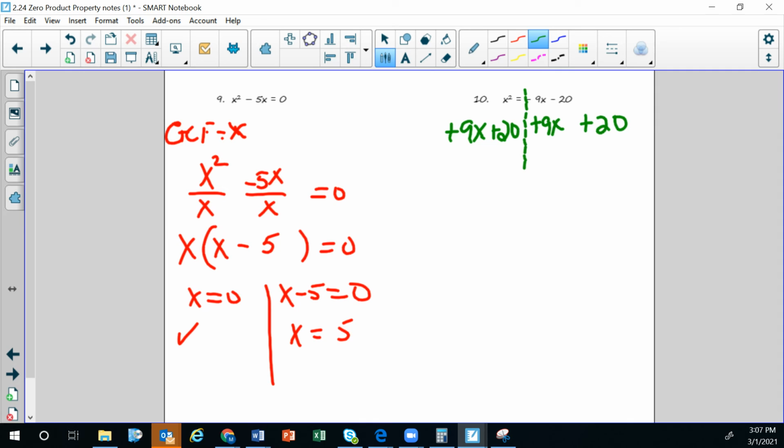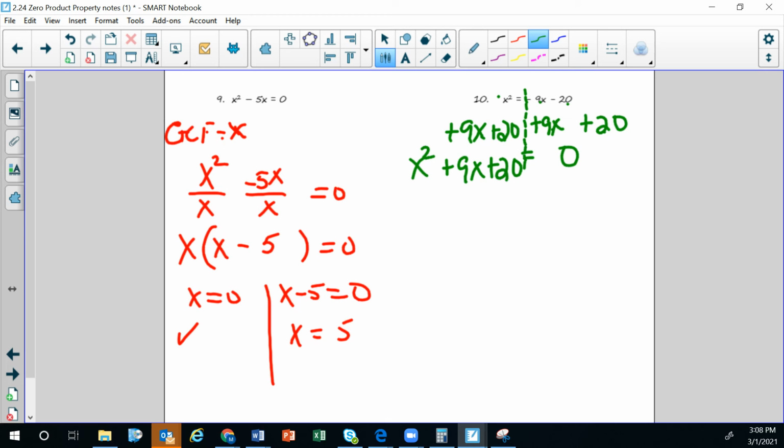All right, so on the right side, I'm going to get 0, because negative 9x plus 9x is 0, and negative 20 plus 20 is 0. So on the right side, I'm just going to have 0. On the left side now, I'm going to have an x squared plus the 9x plus the 20, and that is equal to 0.